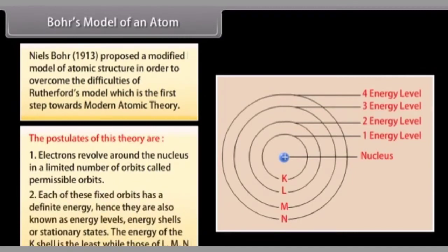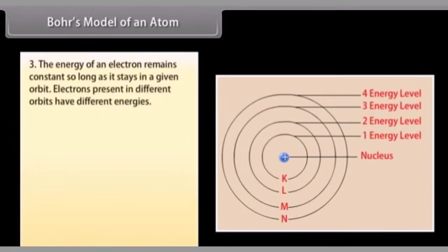Number 2. Each of these fixed orbits has a definite energy, hence they are also known as energy levels, energy shells or stationary states. The energy of the K shell is the least, while those of L, M and N increase. Point number 3. The energy of an electron remains constant so long as it stays in a given orbit. Electrons present in different orbits have different energies.